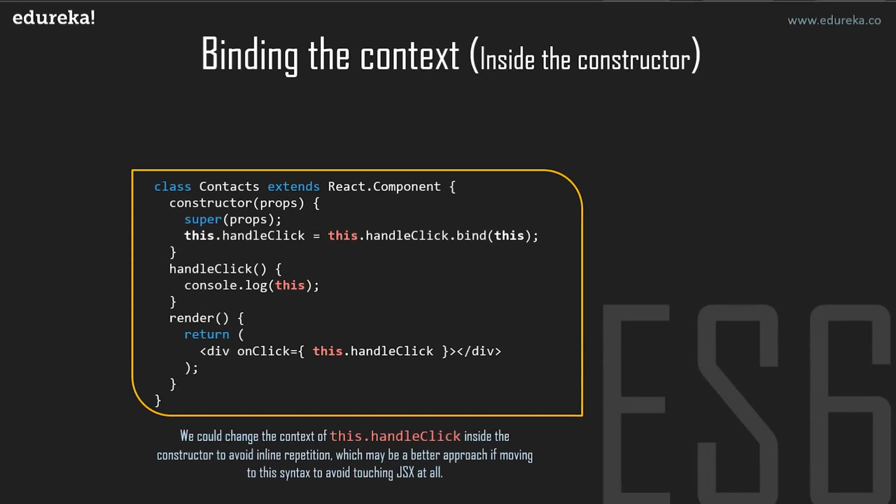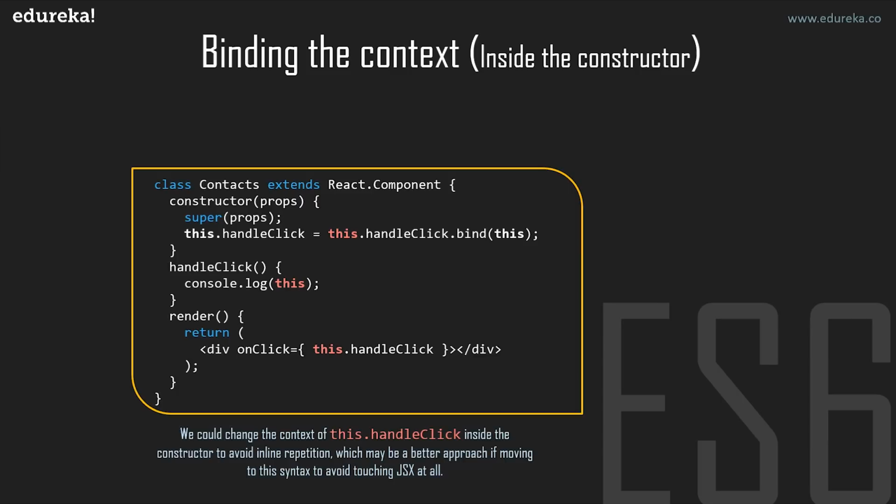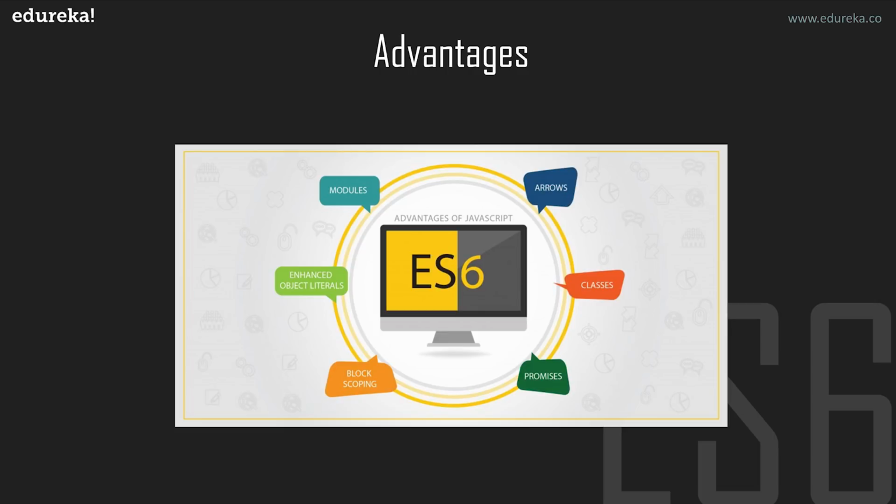Now in ES6 standard, you have to bind the context inside the constructor, as we saw in the previous example. So if there is a div which has an onClick event called this.handleClick, then this.handleClick is bound inside the context, that is, the inside of the class which extends from React.component.